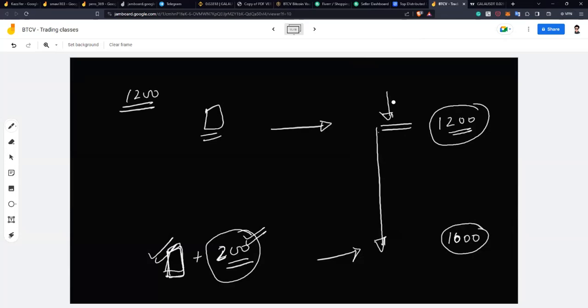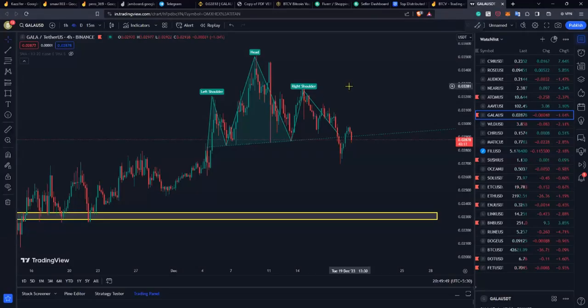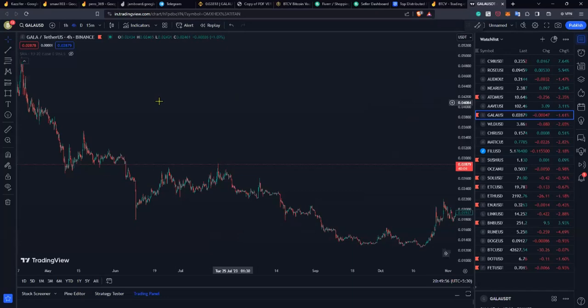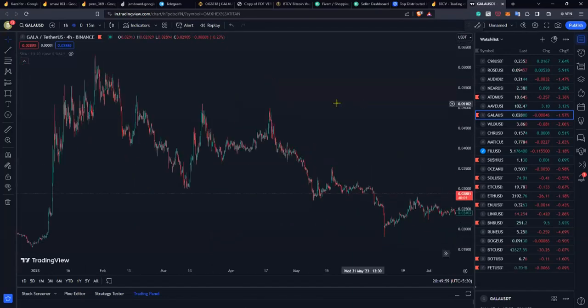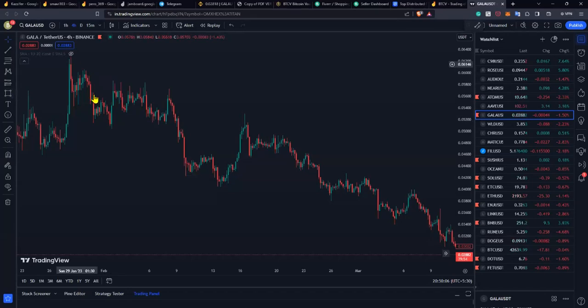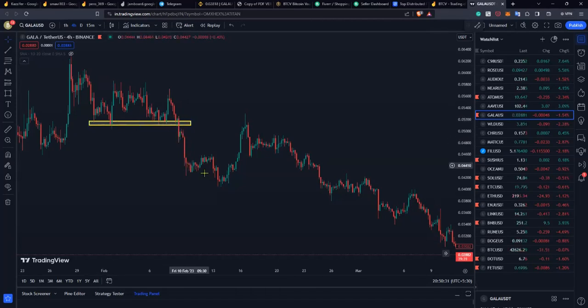Correct. Now, let's try to find this setup. Let's see if we can find it. Generally, it happens when the market is moving in the downward direction. So let's see. Okay, right here, I think we can see a setup. You see the market is moving down, correct? And we can clearly see a support level right around here. That's a very good support, right? After 1, 2, 3, and in the fourth attempt, the market is able to break the support level and the market went down. Correct? That's great.